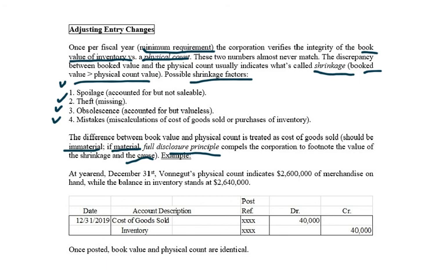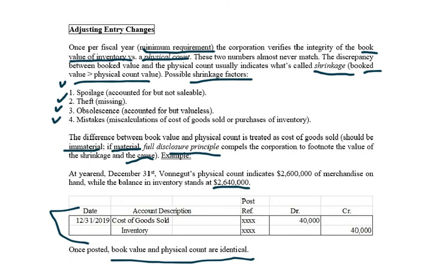All right, so in this example, we'll say Vonnegut's physical count indicated $2.6 million of merchandise on hand, but the balance was $2,640,000. So we had a $40,000 discrepancy, $40,000 of shrinkage. We're just going to flow that through cost of goods sold. So debit that, credit inventory, and now book value and physical count are identical.